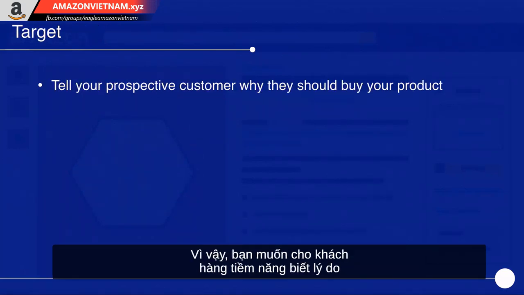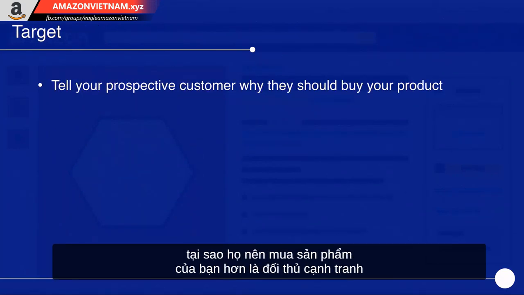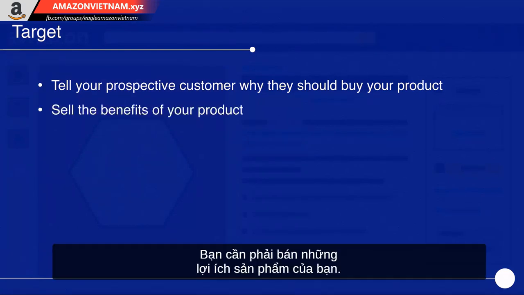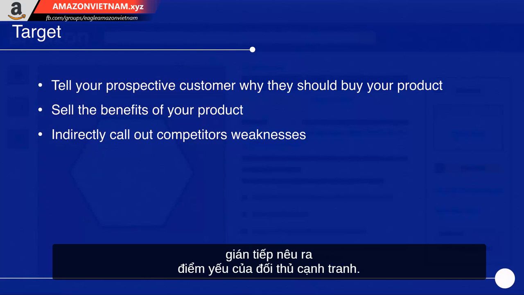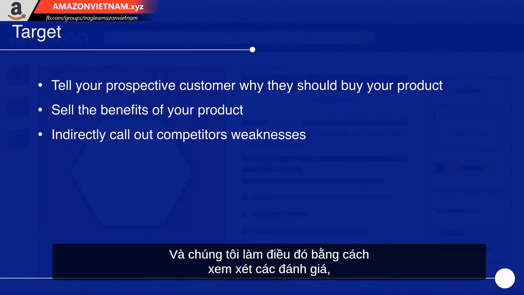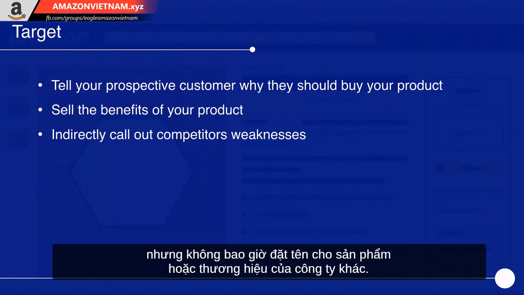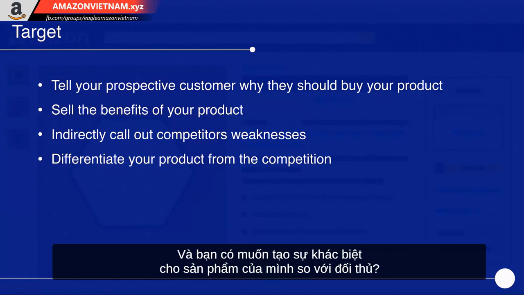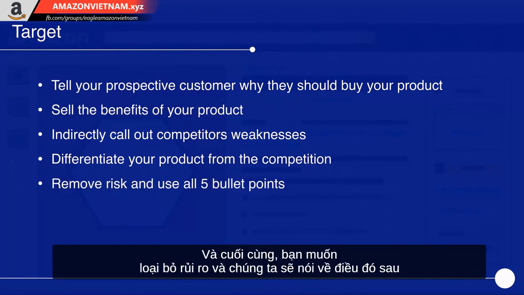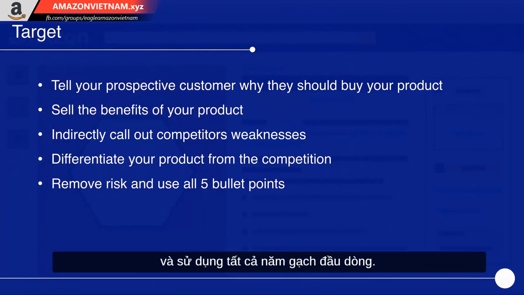So you want to tell your prospective customer why they should buy your product over the competition's. So you need to sell the benefits of your product. It's important to note that word. We're selling the benefits, not the features. Indirectly call out competitors' weaknesses. And we do that by looking at reviews. But never ever name another company's product or brand. And you want to differentiate your product from the competition. And lastly, you want to remove risk, and we'll talk about that later, and use all 5 bullet points.